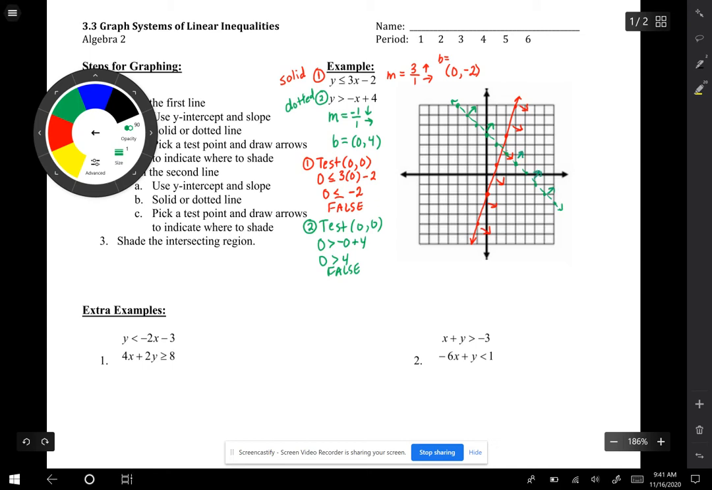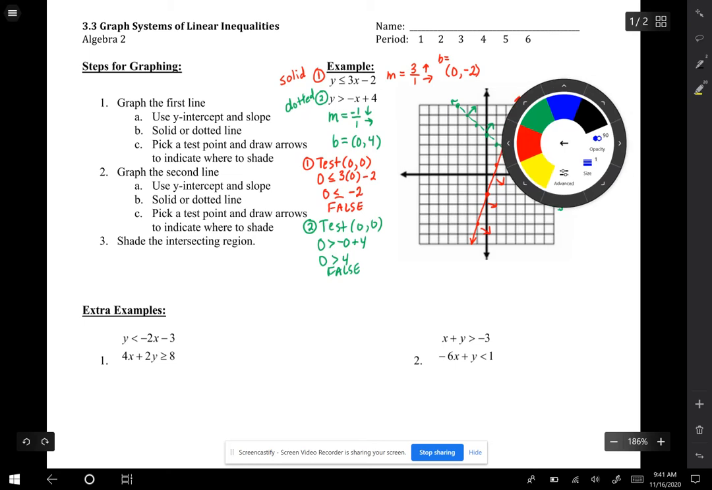And now if we look at step 3 in the steps for graphing, it says shade the intersecting region. Well, the intersecting region will be where the red arrows and green arrows meet up. And that would be this top right portion. So all of this where the green arrows and the red arrows meet. And that is your answer. Although any point in that region will satisfy the inequalities. And that's how you solve a system of linear inequalities.